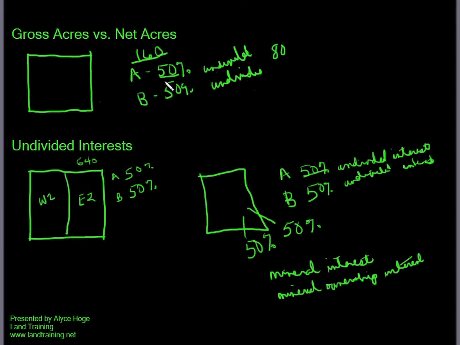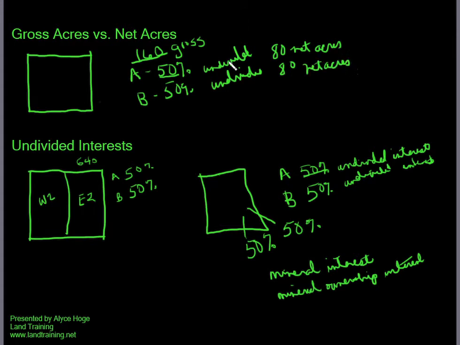160 divided in half. Same thing, 160 divided in half. So in this case, their gross acres are going to be 160 acres. That's what it says in the lease. But their net acres are going to be 80 acres each, 80 net acres.